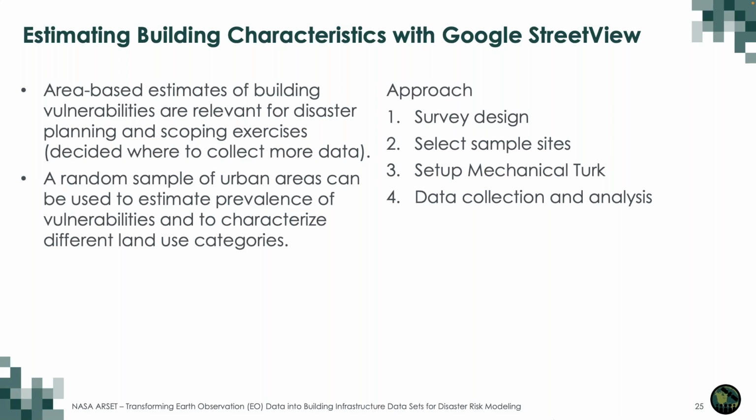So you could go in, if you're looking at a whole urban area, and do a random sample and decide that some areas are heterogeneous and do need additional samples, and other areas are more homogeneous and don't need additional samples, for example. And these samples can be used to estimate the prevalence of different vulnerabilities, such as the building type or the average ground floor elevation for flooding, different land use categories.